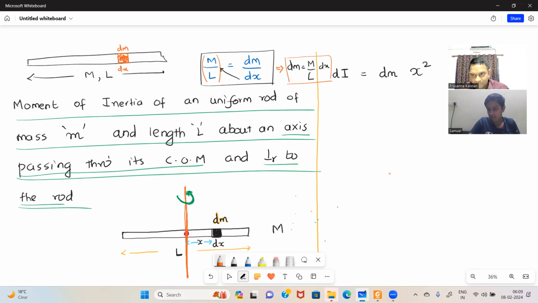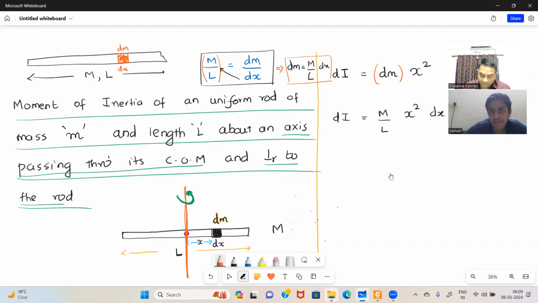Yes or no? Yes, sir. Okay. You should know the procedure of how to get the moment of inertia, that's why we are spending this time. So dm, I am writing it as M by L times dx. And there is also an x squared. Fine, so now this is a small amount of moment of inertia.